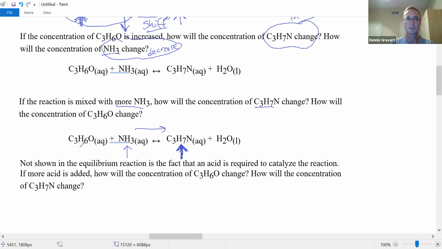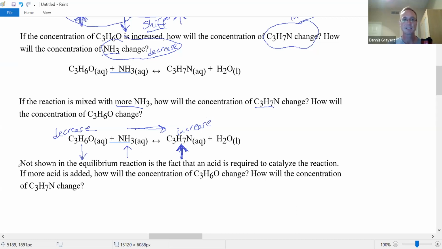How will the concentration of this molecule change? Well, if we add more NH3, it shifts to the right and uses this up. So that quantity is going to decrease. This one increases.